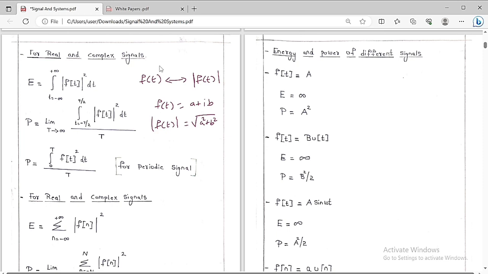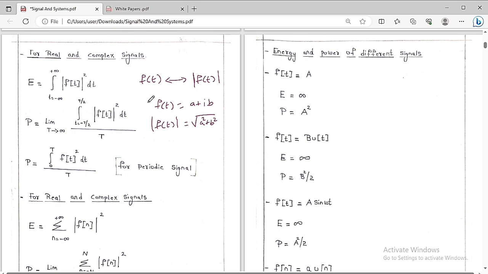Listen carefully. I have already given the expression of the energy and the power for real valued signals. Now I am going to give the general expression for both real valued signals as well as complex valued signals for the energy as well as the power. Just replace f of t by mod of f of t, that's it. Therefore, the energy present in the signal f of t is equal to the integration from t equals minus infinity to plus infinity of mod of f of t whole square dt, and power is equal to limit t tends to infinity, integration from minus t by 2 to plus t by 2 of mod of f of t whole square dt by t. These things you always have to keep in your mind.